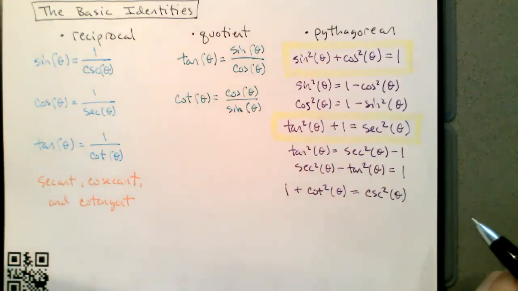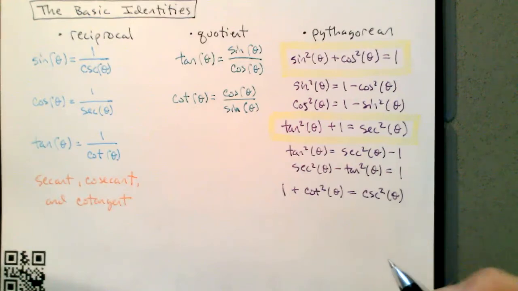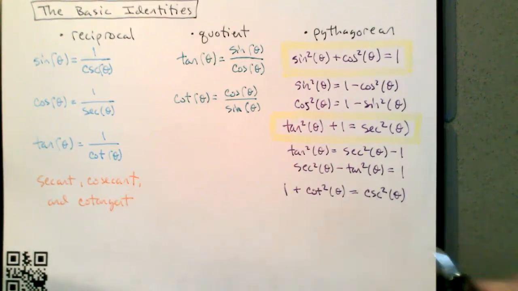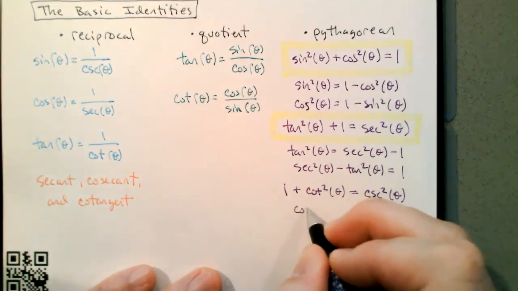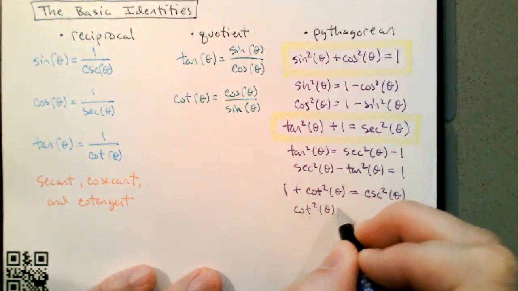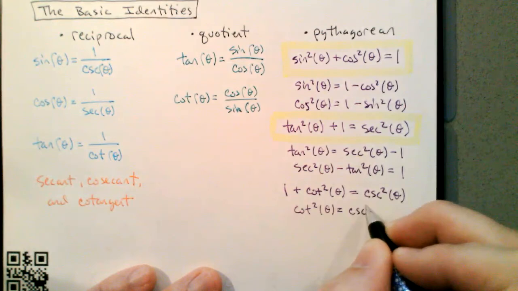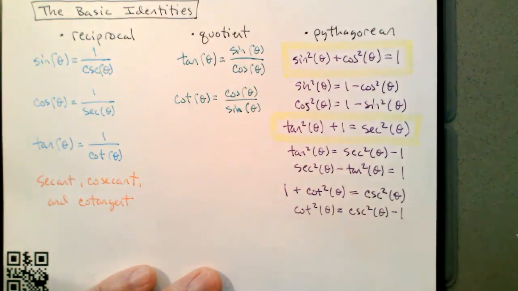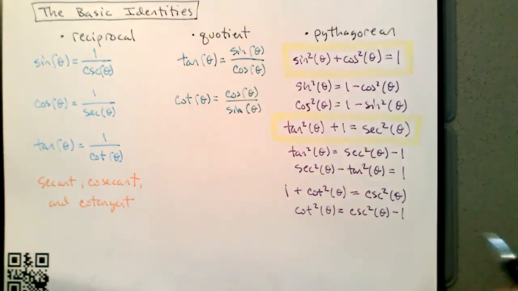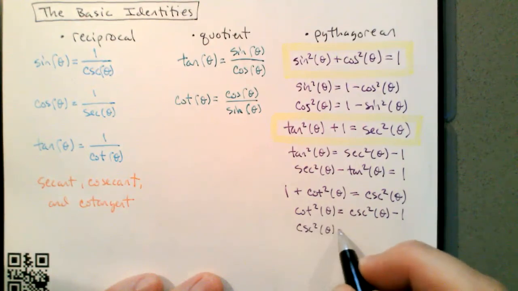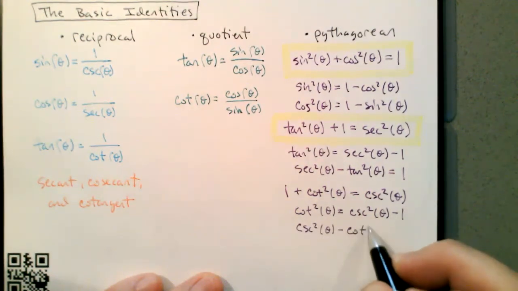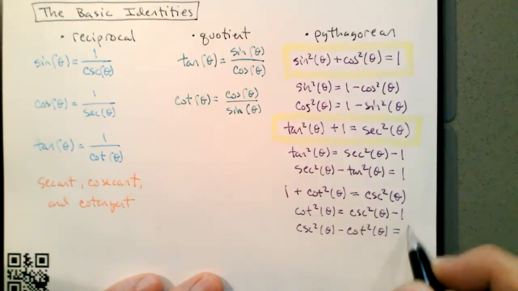And once again, we have two other versions of this just by subtraction. Here's the identity solved for cosecant. We can solve the identity for cotangent and say that cotangent squared theta is cosecant squared theta minus 1. And we can also solve it for 1 by saying that cosecant squared theta minus cotangent squared theta is equal to 1.